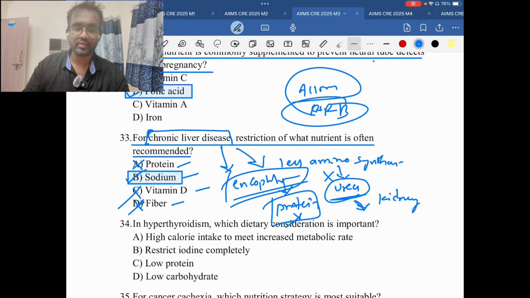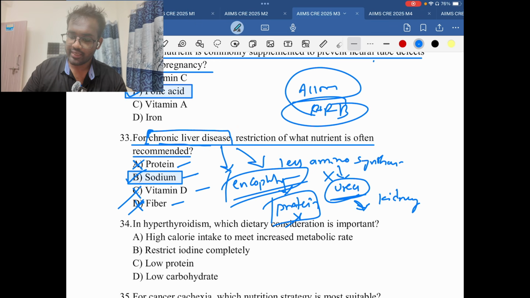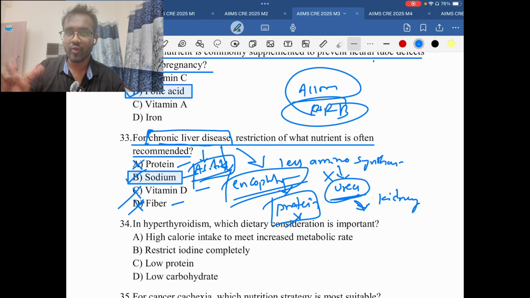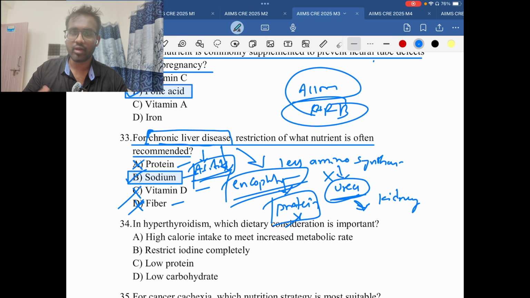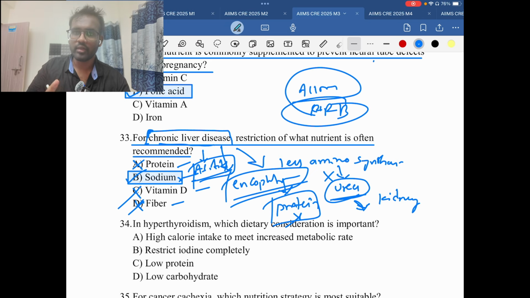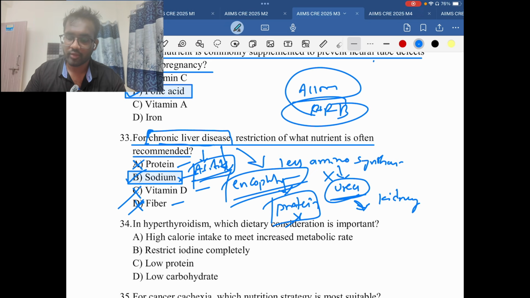Why do we need to restrict the sodium? Because in case of liver disease, there will be a condition called ascites. Ascites is nothing but fluid accumulation, which is called ascites. When there is a lot of sodium, sodium attracts water and holds the water. So for this reason, we need to decrease the sodium. If there is no sodium in the options, and you have protein, then go for protein. This is a safe answer. But here they have mentioned sodium. Sodium is the main nutrient we need to avoid in chronic liver disease due to the risk of ascites.